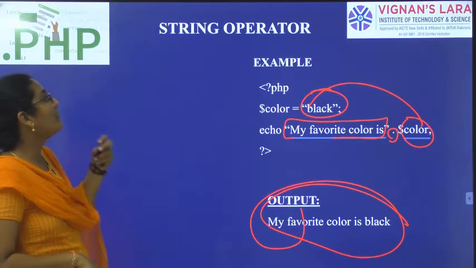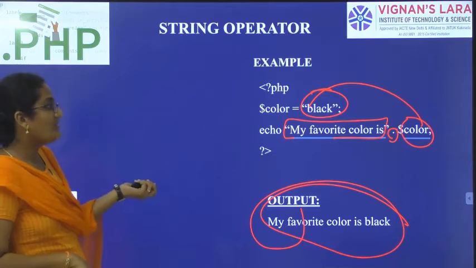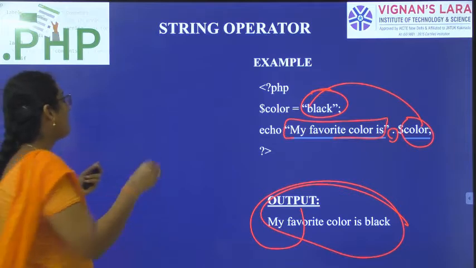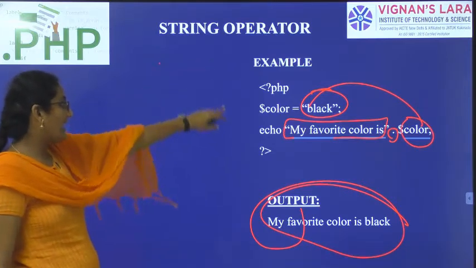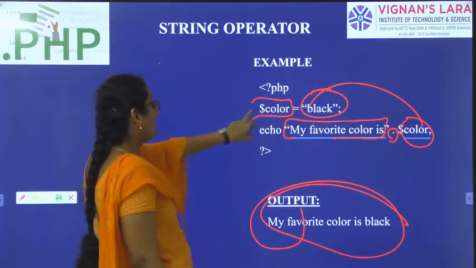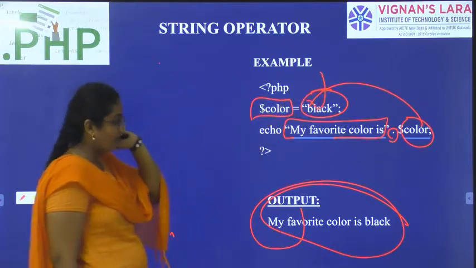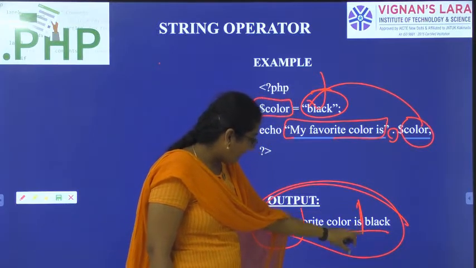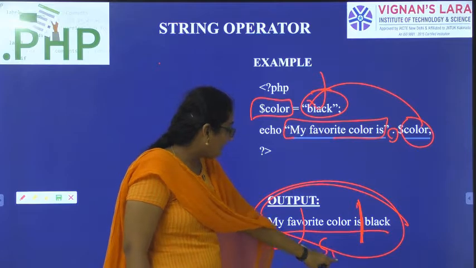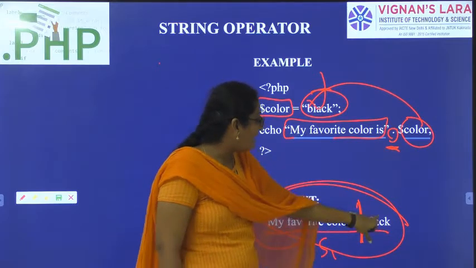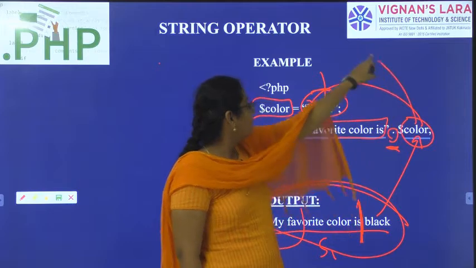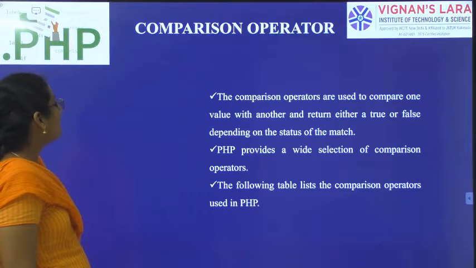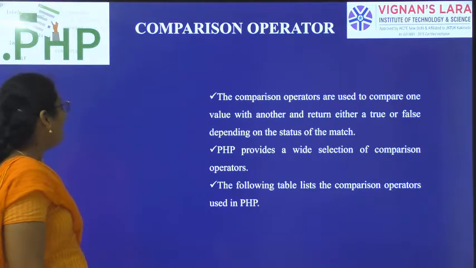Simple PHP program to explain string operation. Important string operator is string concatenation. For string concatenation we are using period symbol, which is nothing but full stop. I have written a program where I have declared a variable called color and I have given the value as black for that variable. Now I want the output my favorite color is black. So until my favorite color is, that is string 1. For this using period symbol I am adding the string 2, which is dollar color, which means black. So simple string operator. Next one, comparison operator.